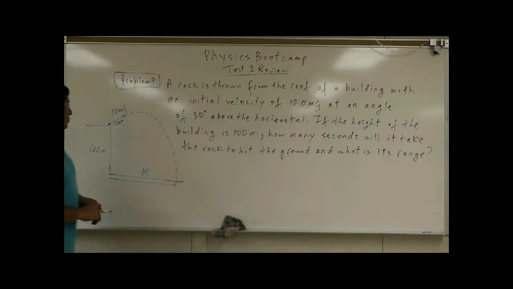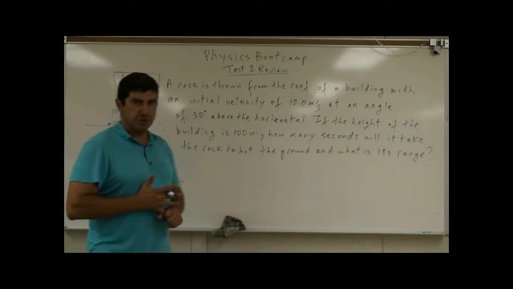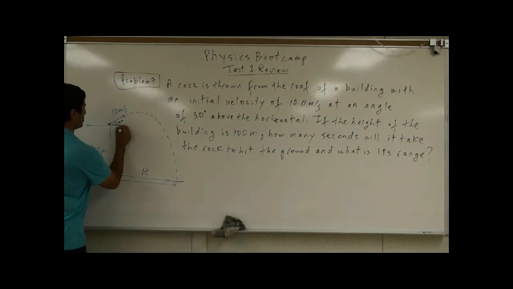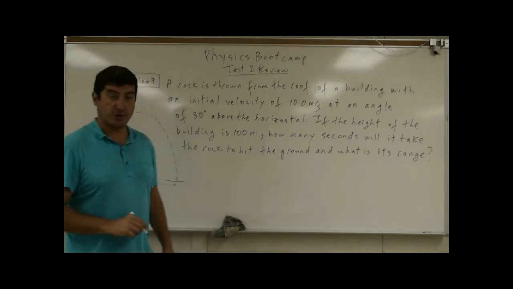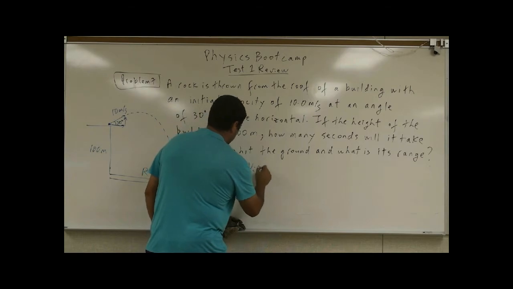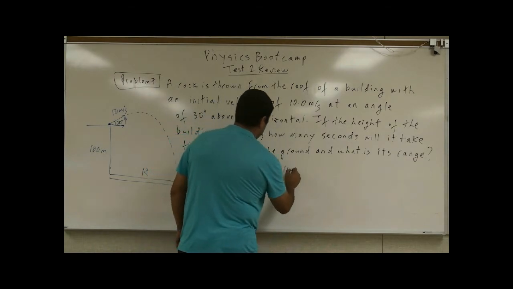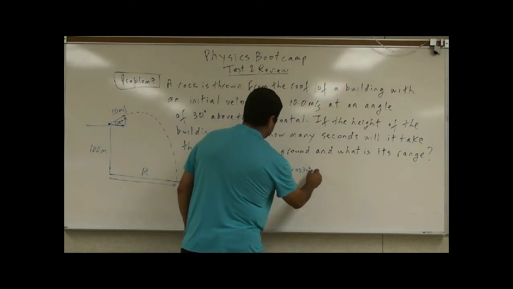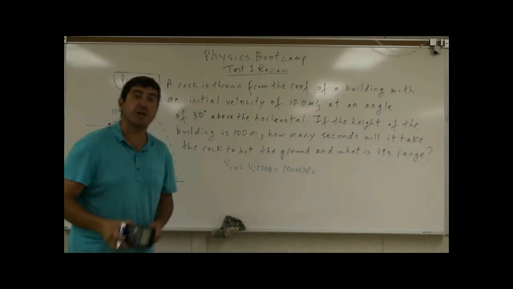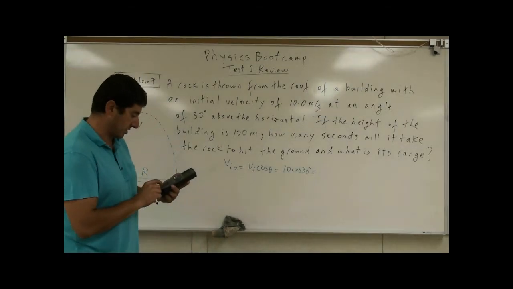So usually the first thing you want to do in a projectile motion problem is take your velocity and break it into its x component and y component. We know that the x component never changes, right? So v initial x equals v initial cosine theta, 10 cosine 30. That will give you v initial x. V initial y is going to be the vertical component. So always break it down into the two components.